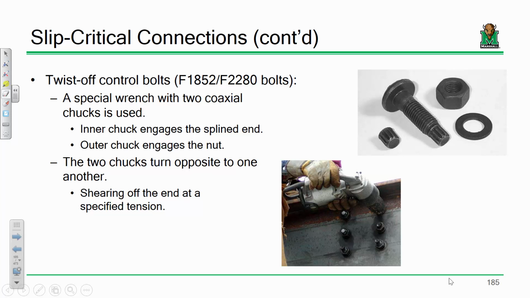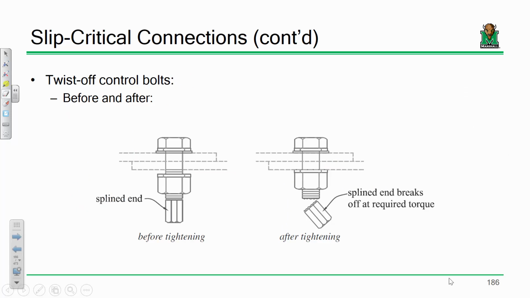But basically the way it works is, you have this wrench, and it has two chucks that spin in the opposite direction of each other. One of them takes the nut and, let's say, spins it this way, and one of them grabs the bolt and spins it the other way. And once you achieve your required, prescribed tension, that little splined end, that little nub on the end of the bolt, chucks off.